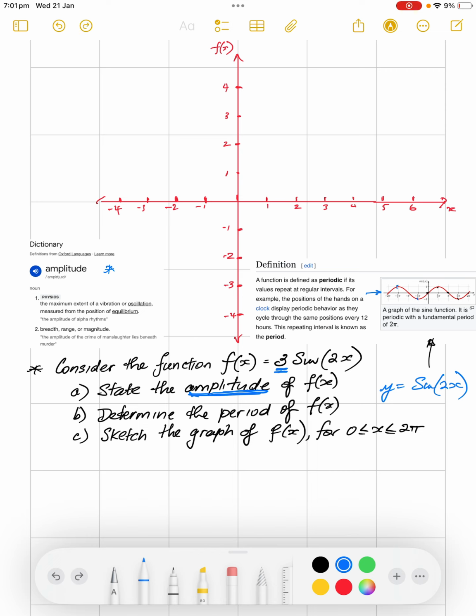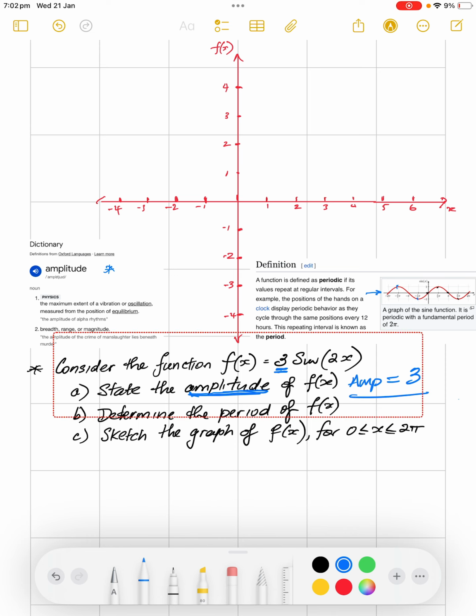If that was a number 2, then it would go up to 2 and down to -2, but it happens to be 3. So the amplitude is 3. I'm going to put the amplitude equals 3. The answer, I'll put in blue, the amplitude equals 3. And that's the answer for part A. You just have to drag it straight from the function.